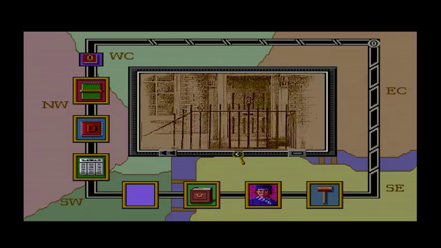What did you learn, Watson? Not a thing, Holmes. You learned nothing? Don't get testy, Holmes. There wasn't anyone about. My humble apologies, Watson.